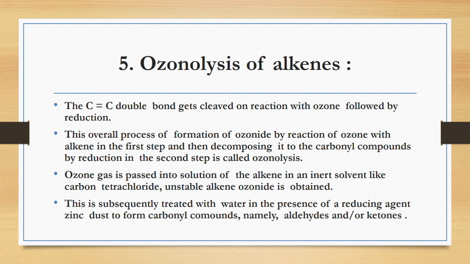Ozone gas is passed into the solution of alkene in an inert solvent like carbon tetrachloride. Unstable alkene ozonide is obtained at this step. This is subsequently treated with water in presence of a reducing agent like zinc dust to form carbonyl compounds, namely aldehydes and/or ketones. So this is about ozonolysis. We'll see how the reaction of ozonolysis takes place.